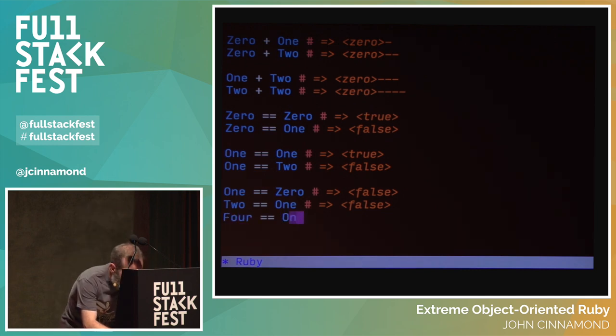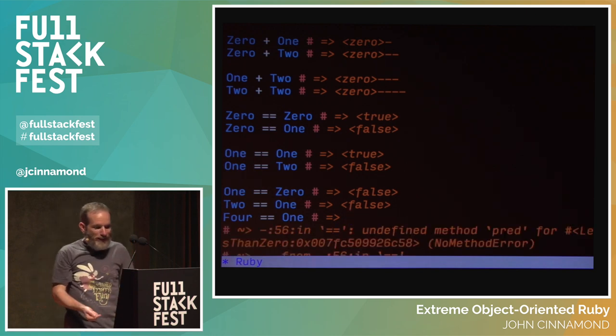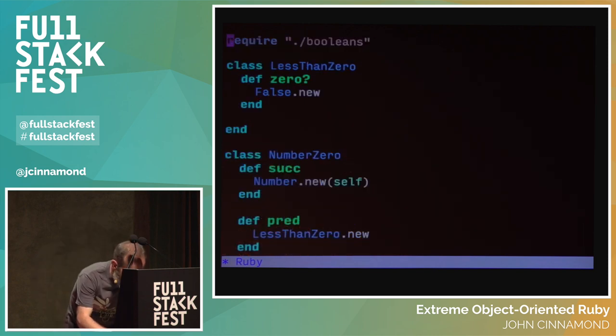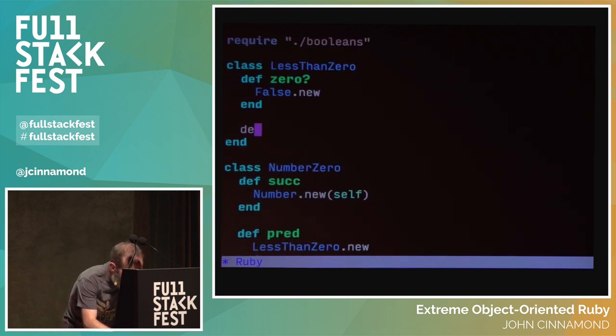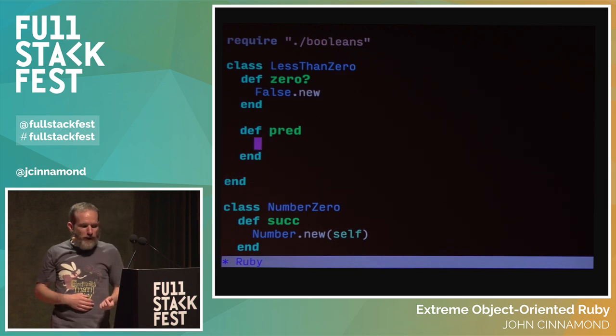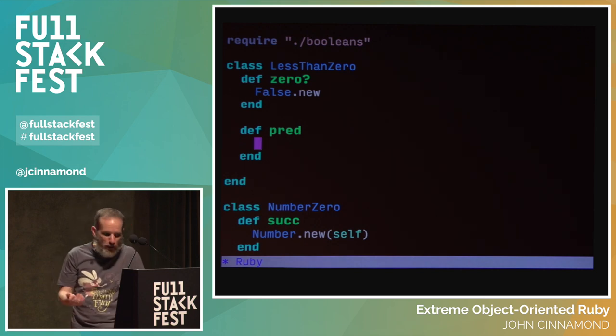Now there's another little problem. If I say, is 4 equal to 1? Run it, it blows up again, because it gets all the way down to less than 0 and calls predecessor on it. So how do we define predecessor for less than 0? Well, again, this is actually quite easy. We could worry about things like, is it minus 2? How does it compare to other numbers? But actually, I can just say that the predecessor of something that's less than 0 is still less than 0. That's all I care about at this point. I can just return self.